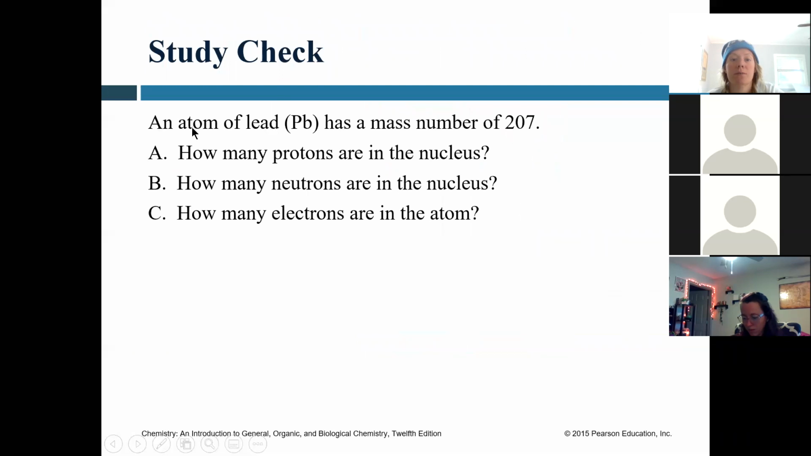So let's look at this guy here. An atom of lead has a mass number of 207. I want you to tell me how many protons, how many neutrons, and how many electrons there are. I'll give you a minute to figure that out. We've got lead. Find it on the periodic chart. I'll help you out. It's greater than 81 and less than 83. I want to know how many protons, how many neutrons, how many electrons.